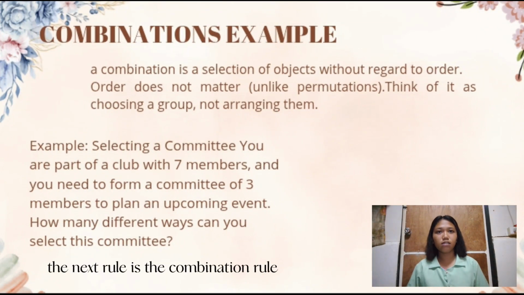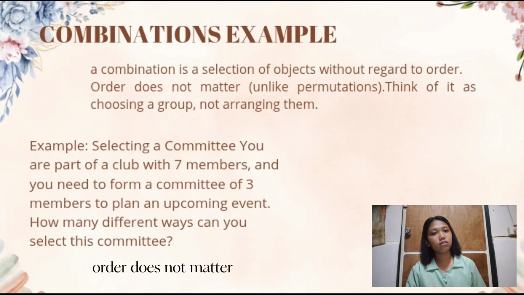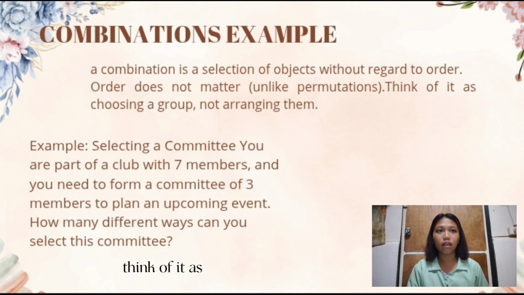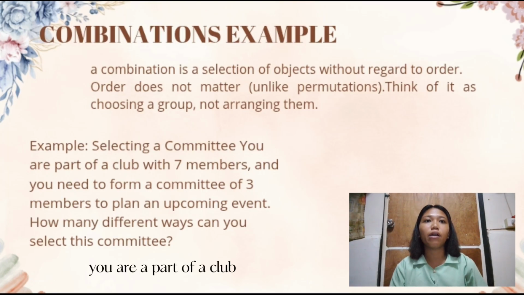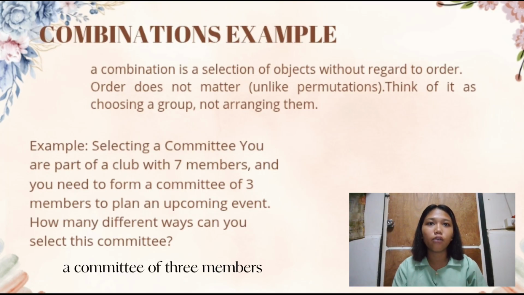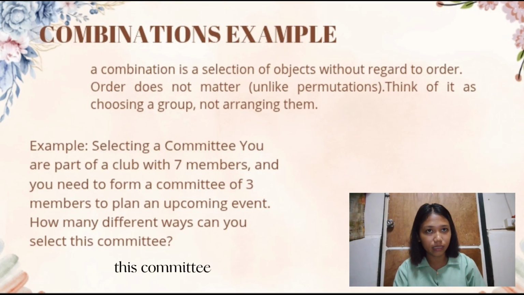The next rule is the combination rule. Combination is a selection of objects without regard to order. Order does not matter, unlike permutations. Think of it as choosing a group, not arranging them. Example, selecting a committee. You are part of a club with 7 members and you need to form a committee of 3 members to plan an upcoming event. How many different ways can you select this committee?